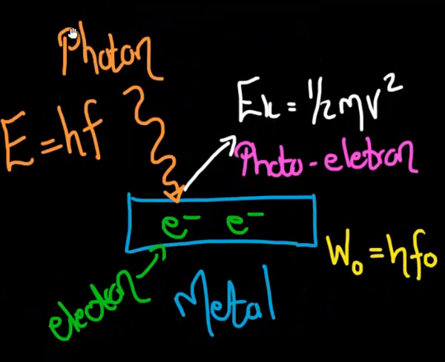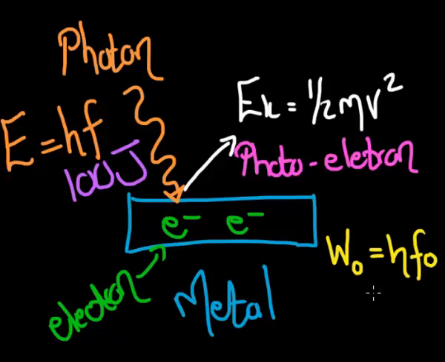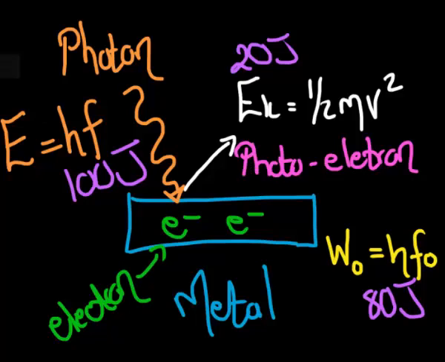Now let's take a look at how all of these formulas come together. Let's start off by saying that we've shone a photon that has 100 joules of energy onto this metal surface. And we'll say the work function of this metal surface is 80 joules. So that means the photon with 100 joules will give all of its energy to this electron. The electron will use the 100 joules to pay 80 of it for the work function so that it can leave the metal. Now once it's left, the photoelectron has got 20 joules of energy left, which will be used as kinetic energy.